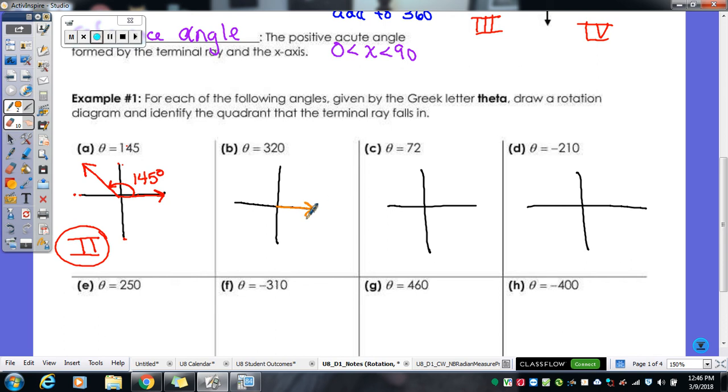So 320, again, I put the first part of my angle on the positive x-axis. It's always going to start there. 320, well, here's 90, 180, 270. So it's going to be down here, in quadrant 4. And again, you've got to have that arrow going around showing it's 320 degrees, so it's almost making a complete full circle.